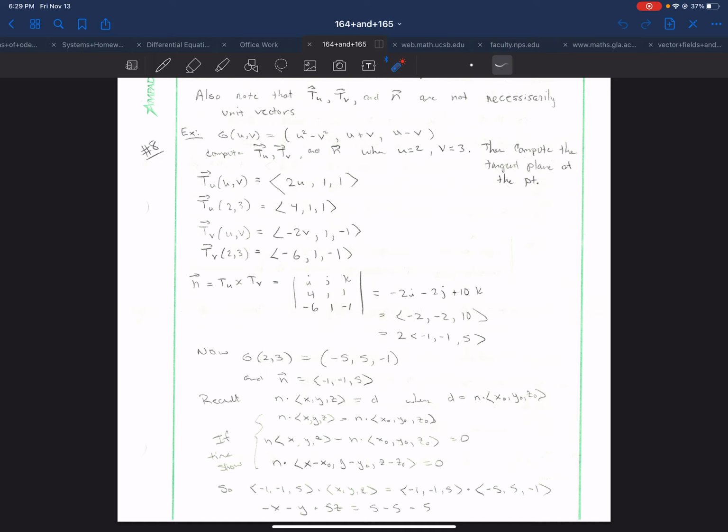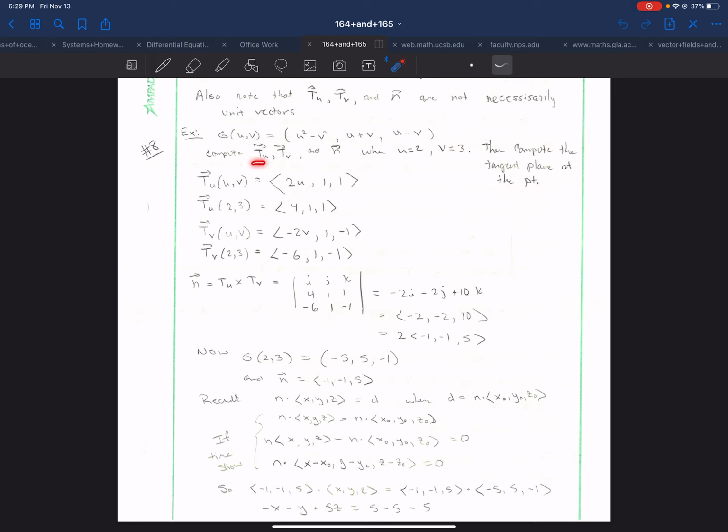So here's how that works. This is a map. It takes some domain for u and v, and it maps it, and that's some surface in three-dimensional space. So we want to compute the tangent vector in the u direction, the v direction, and that normal vector when u is 2 and v is 3. And then finally we'll compute the tangent plane there.